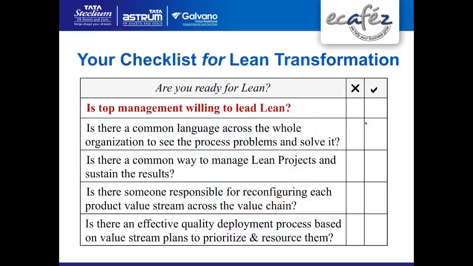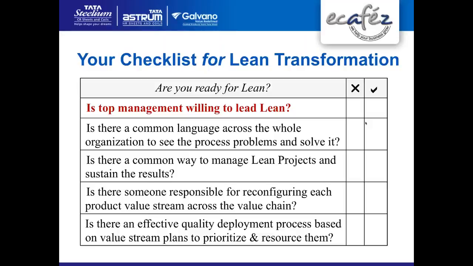So practically, let's see. Is your company really interested in lean? Just by answering this checklist, you can find out. First, is your top management willing to lead lean? If it is yes, then only you have to move. If it is no, there is no sense in wasting time. This is the first requirement of lean transformation. The CEO or the topmost person who is managing the business must be sincerely willing to lead lean, then only it will be successful.